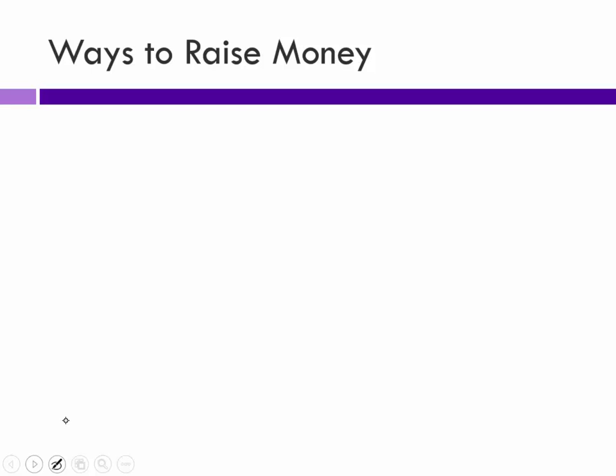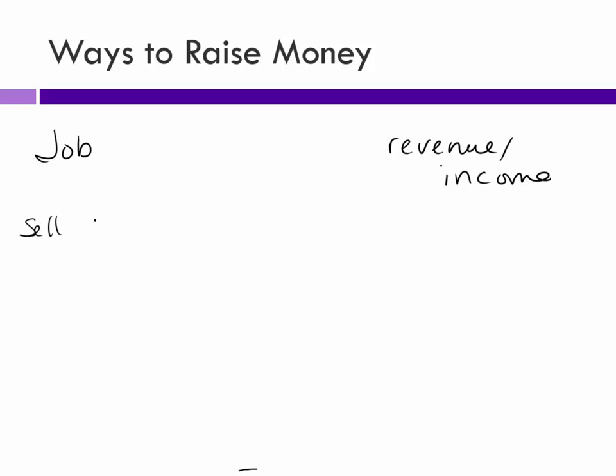So the main way most people earn money is through a job, or for a company that would be their revenue or their net income. If you need more money, you can try to cut expenses or raise your revenue to increase your bottom line, your income. But sometimes that's not enough, especially if we're talking about large purchases. So if you need more money than your job can provide, you could sell stuff.